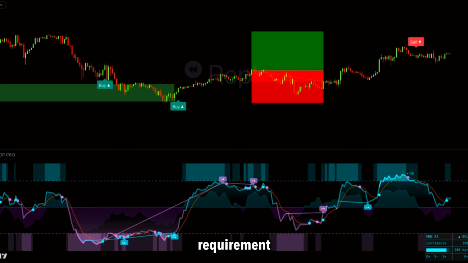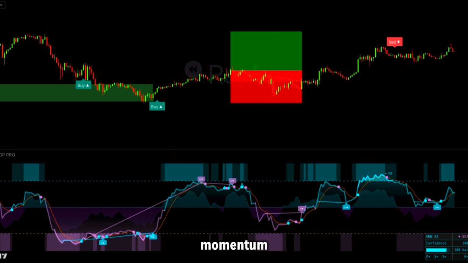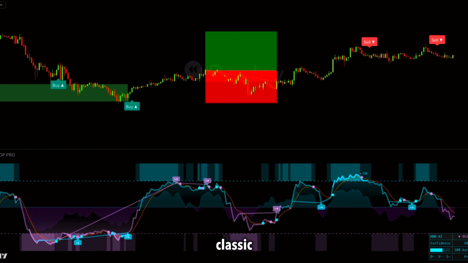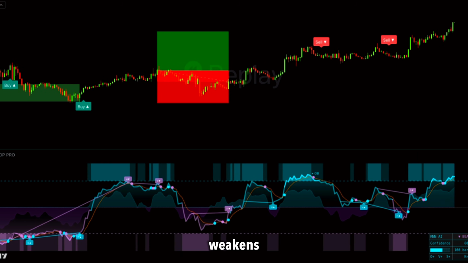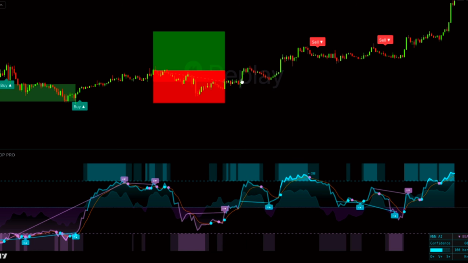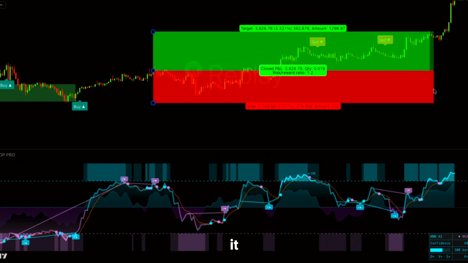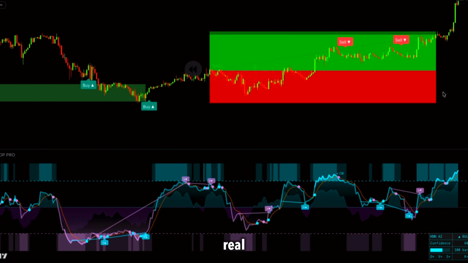The divergence requirement ensures price action and momentum are misaligned, which is the classic signature of exhaustion. Price pushing to new extremes while the oscillator weakens or strengthens in the opposite direction. This is not a lagging signal. It is structural momentum breaking down in real time.